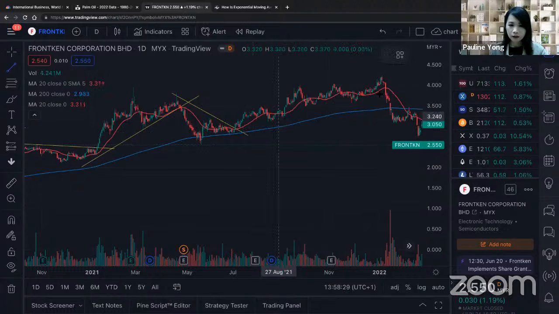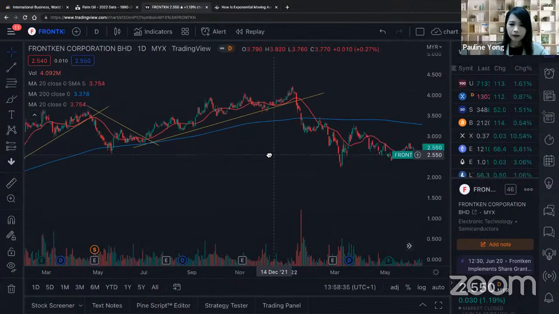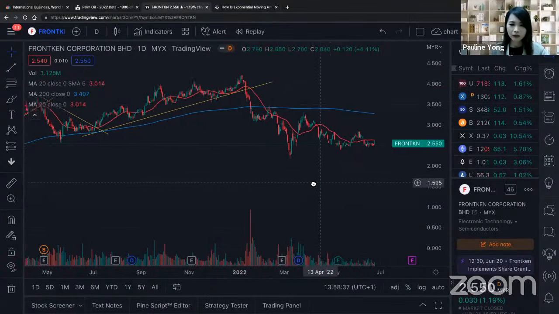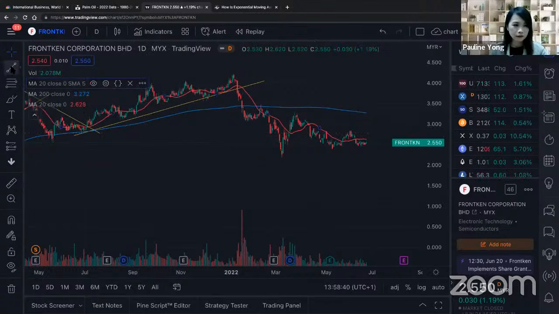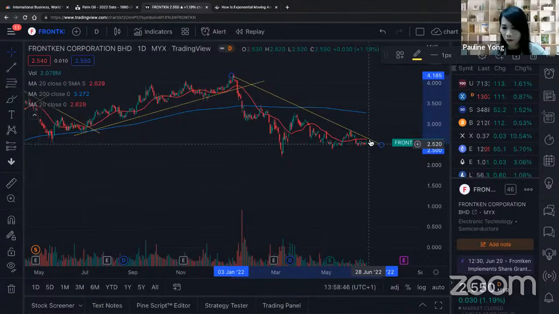So then here we are looking at this trend whereby you sell here. And here we are looking at another trend, waiting for a breakout over here.